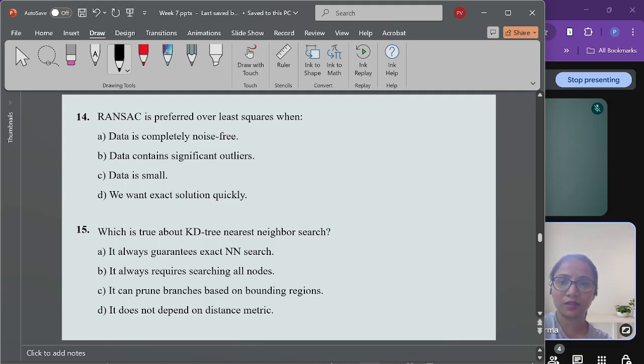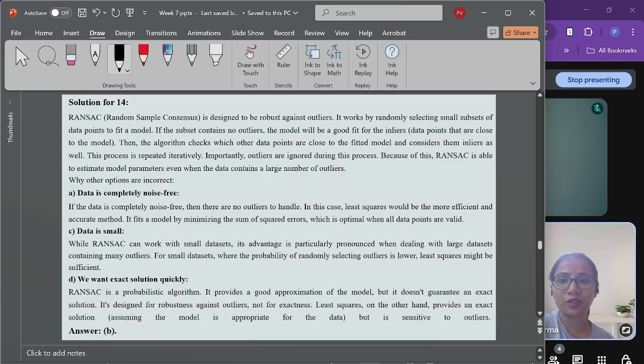Okay, so let's check for the solutions. RANSAC is random sample consensus. Already we have solved one question based on that. It is designed to be robust against outliers. It works by randomly selecting a small subset of the data points to fit our model. If the subset contains no outliers, the model will be a good fit for the inliers. Then the algorithm checks which other data points are close to the fitted model and considers them inliers as well.